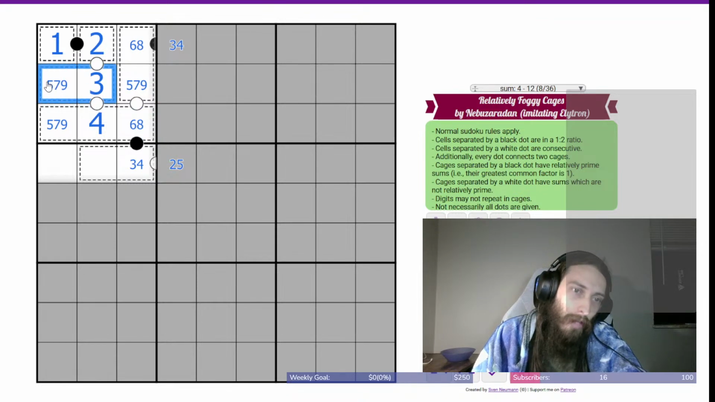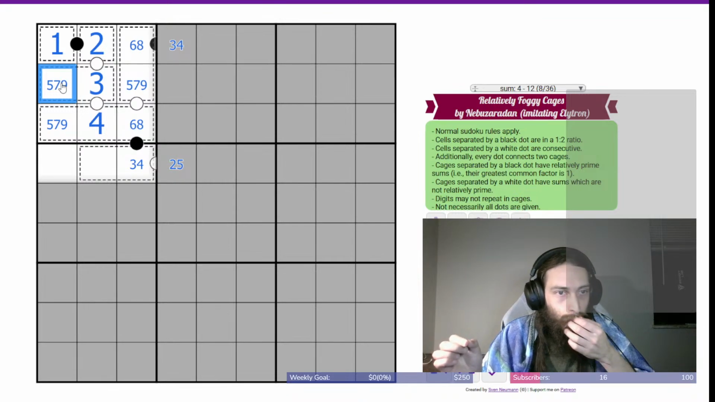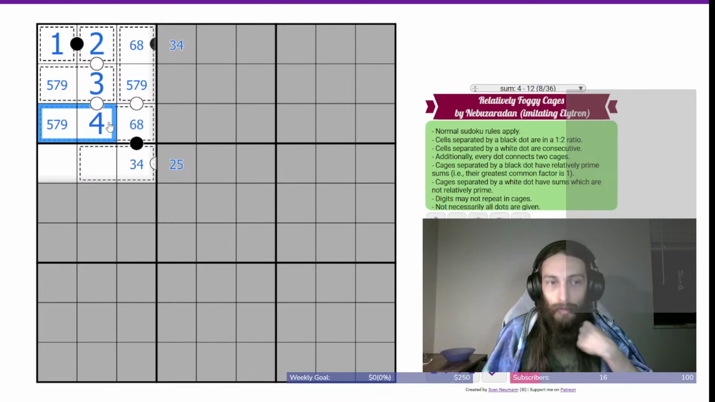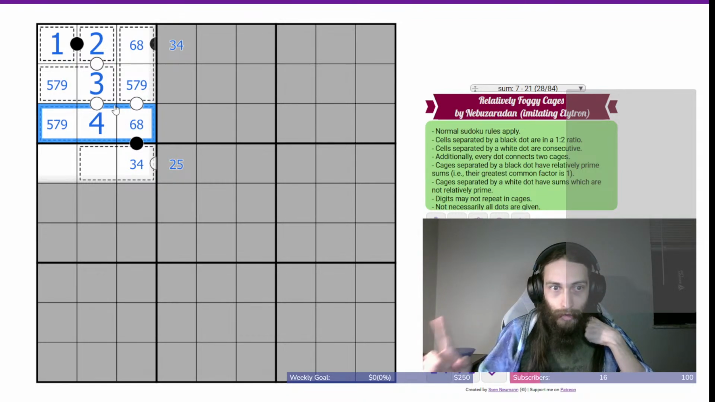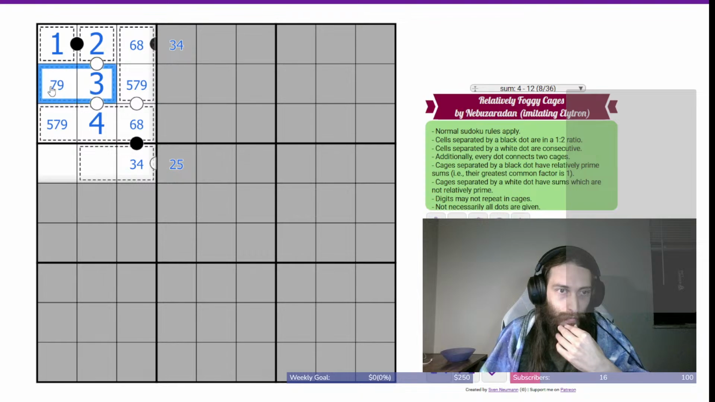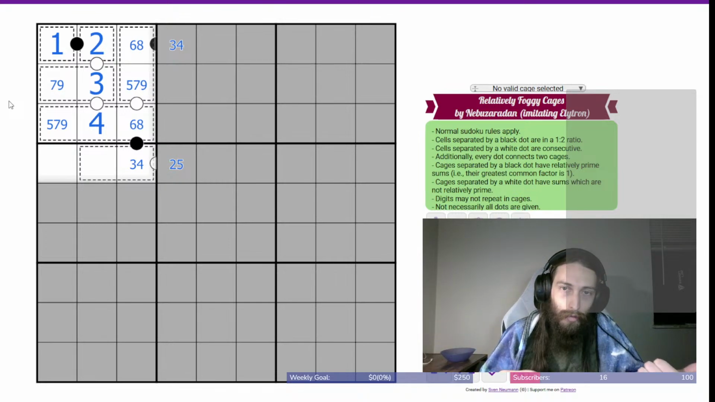So if I did 5, 8, it would only have prime factors of 2. But we know that this must have another shared factor. So this can't be a 5. 3 and 7 is 10, so that gives us prime factors of 2 and 5. And 3 and 9 is 12, which gives us 2s and 3s to work with.